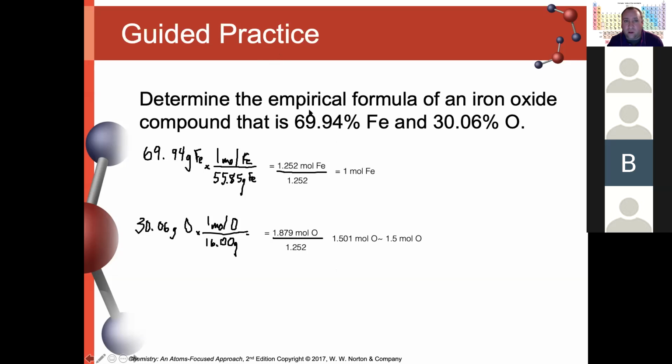And so I've got a half. So I need to multiply both of these by 2 to get rid of the half. That leaves me with 2 iron and 3 oxygen. My empirical formula, Fe2O3.